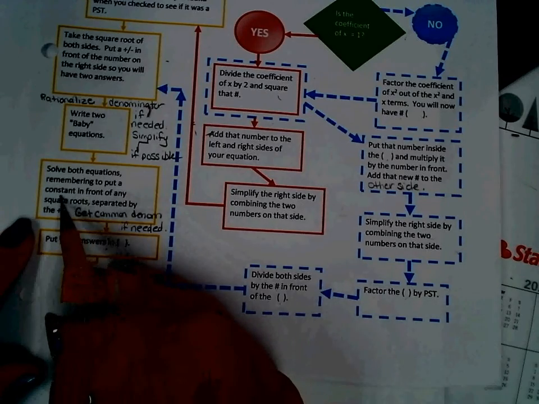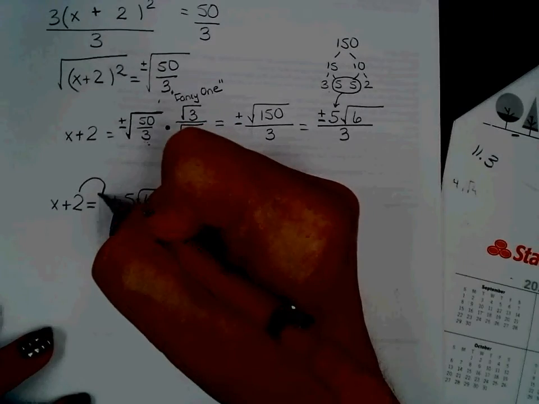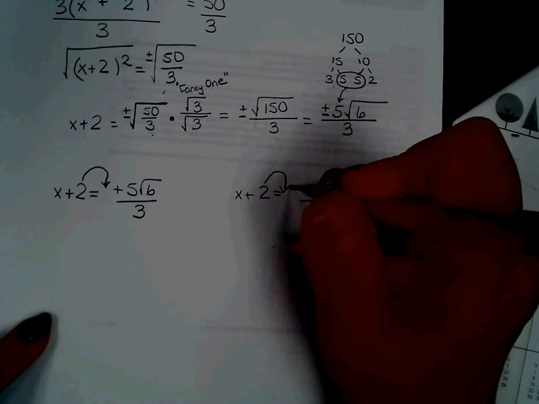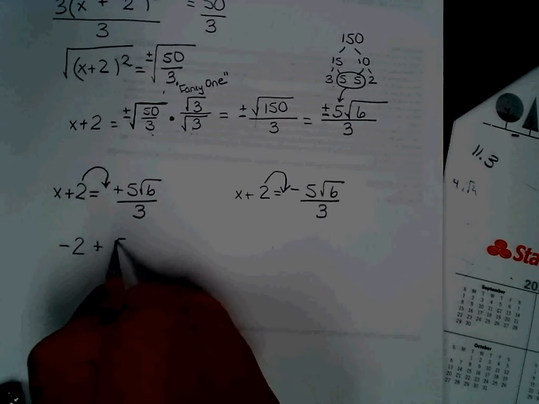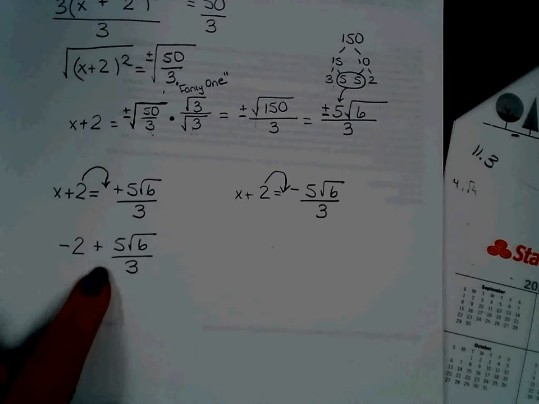I subtract 2. My instruction box says remembering to put a constant in front of any square roots separated by the plus or minus. So that means that 2 is going to go there, and it's going to become a negative 2. That 2 is going to go there and become a negative 2. So let me write that. Now I'm deliberately hanging the plus out there in the air.